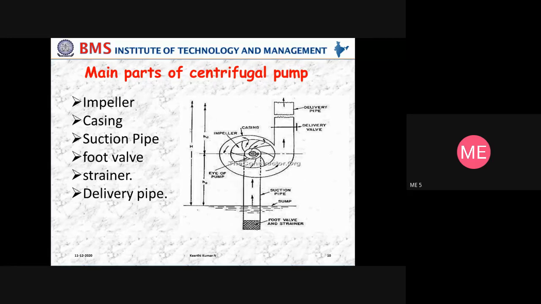Any doubts in this figure? The same figure you might have drawn in the fluid mechanics lab also. There you can see the working of this: how we use the centrifugal pump and how the arrangement is made. Everything you can see in the fluid mechanics lab.